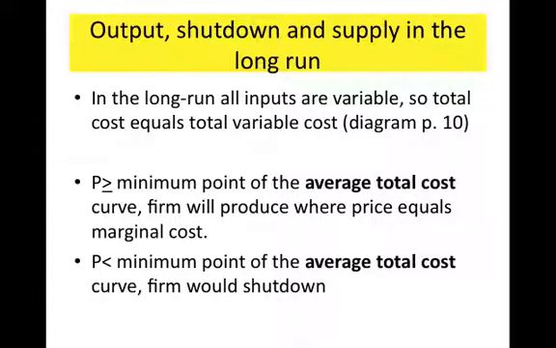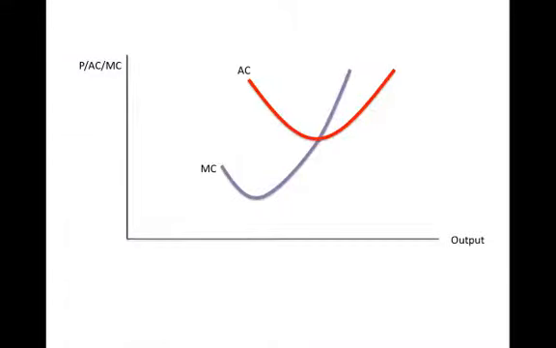Now, when this happens, that changes the shutdown point. In particular, the shutdown point is now defined by the minimum point of the average total cost curve. If price is greater than the minimum of the average total cost, then the firm will continue to produce, and it will produce where price equals marginal cost. But if price is less than the minimum of average total cost, the firm would then choose to shut down. Page 10 of the notes illustrates a diagram that will look like this. I'll give you a few minutes to draw that, or you might want to pause the video to draw this.